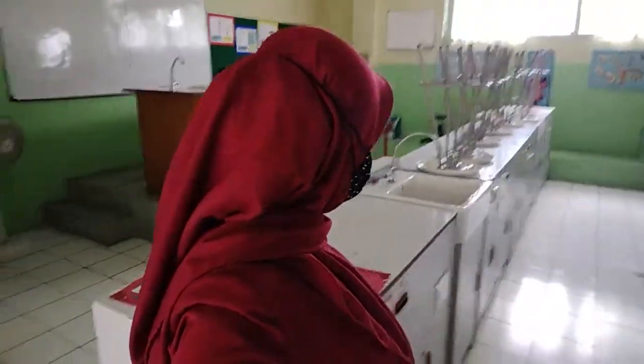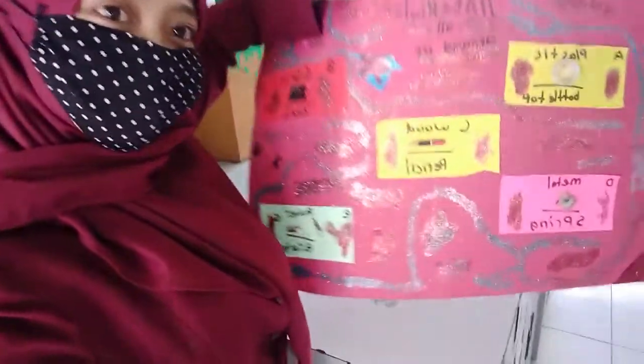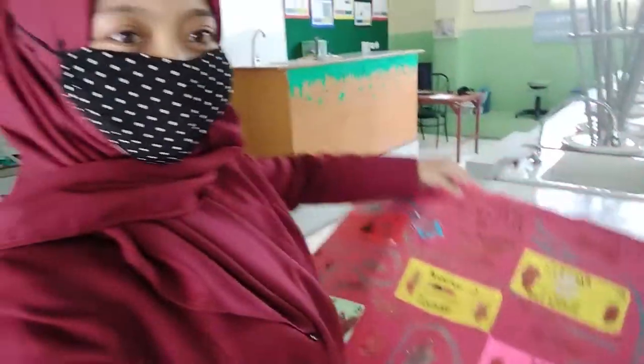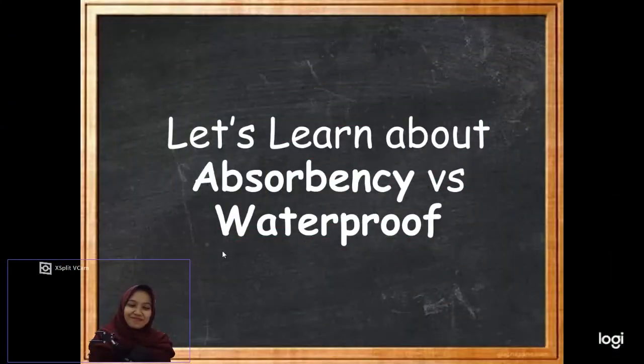No. We're still going to talk about the properties of material. And here is some poster that your sister and brother made last year. And we're going to talk about absorbency and waterproof. Before we go to the experiment, let's find out what those are. Okay, let's go. So, okay guys, I welcome you to the lab already, and we're still talking about the characteristics of material. This time it's about absorbency and waterproof.